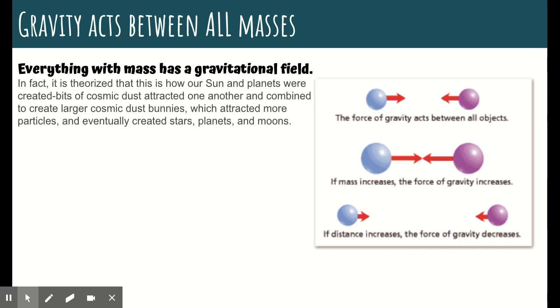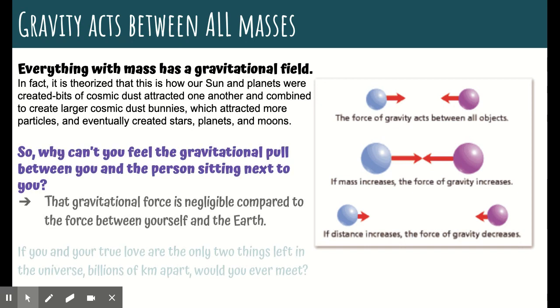So we know that gravity is going to act between any mass. So all masses of any objects or particles or atoms or anything. This is a theory on how our sun and planets and stars were created. The theory is that there were just these tiny bits of cosmic dust existing in the universe, and they were attracted to one another because they all have their own gravitational fields, and they began combining into these slightly larger conglomerations of things.